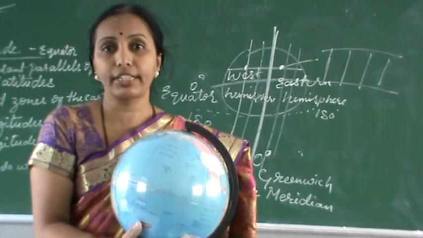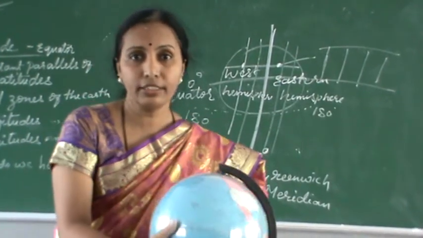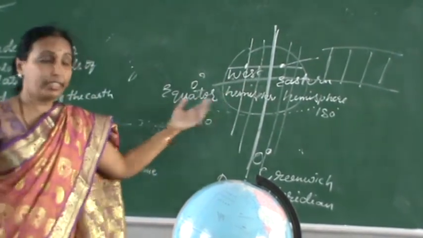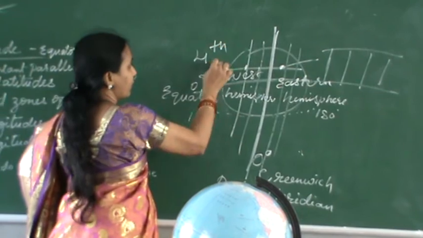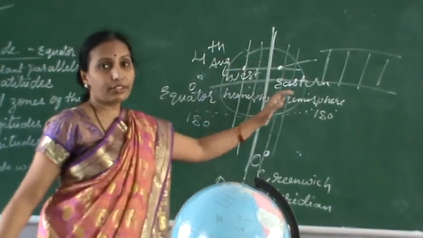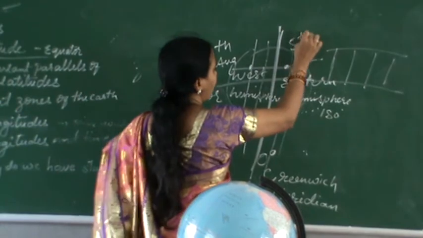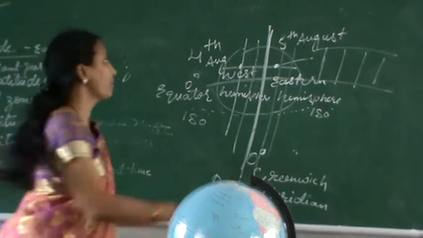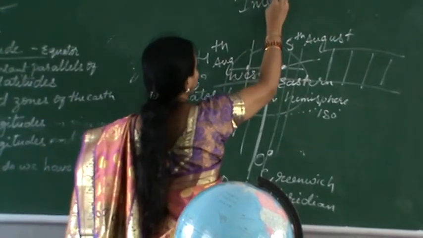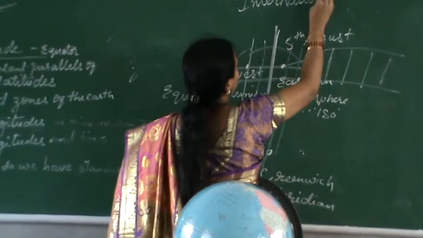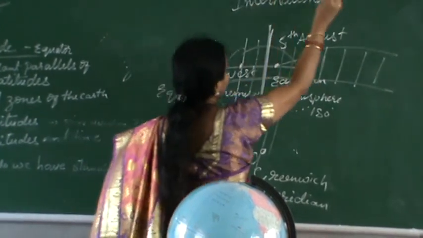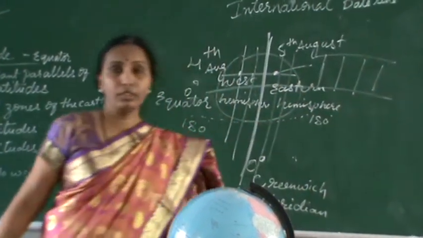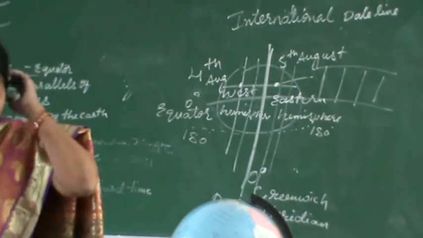It is the international date line. Here the date changes. If it is 4th August on the west side, then on the eastern side it will be 5th August. Understood? This is called the international date line.